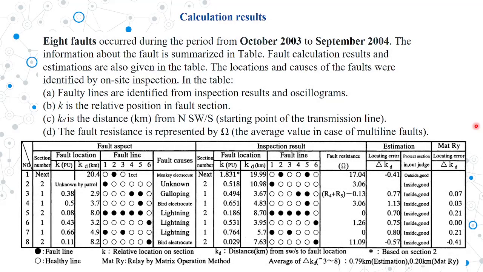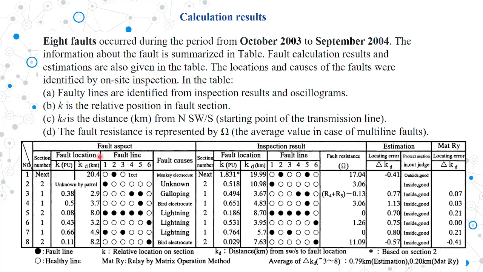So we have already said that we have a scenario of 8 faults that occurred in this transmission line over a period of 1 year. It started from October 2003 to September 2004. The information that we summarize is the fault calculation results and the location of the fault that occurs in a terminal. These fault lines are identified by inspection in the field and by using the oscillograms.